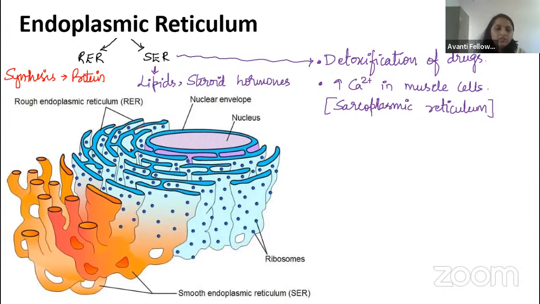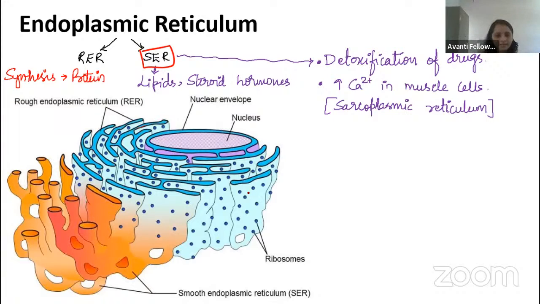Okay, fine. So now let us go to the smooth endoplasmic reticulum. We already said that smooth endoplasmic reticulum does not contain any ribosomes, right? So then what is its function? Okay, guys. If you take the liver, in the liver the detoxification process is done, right?